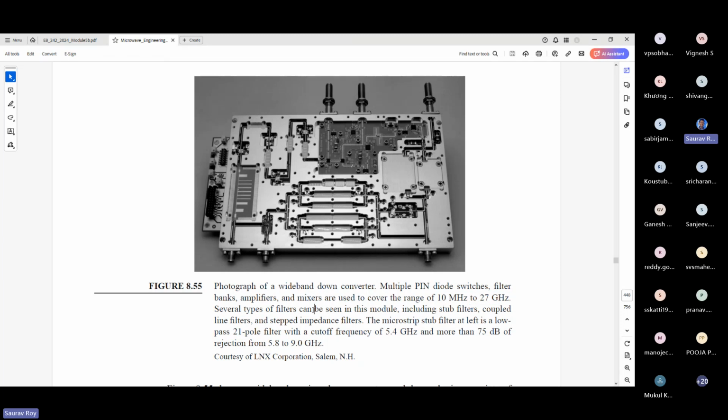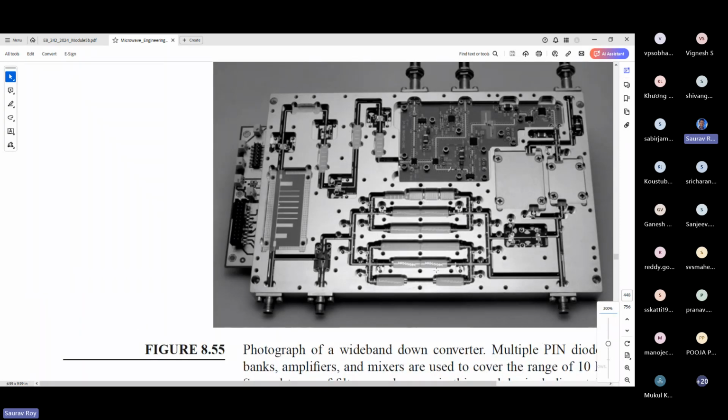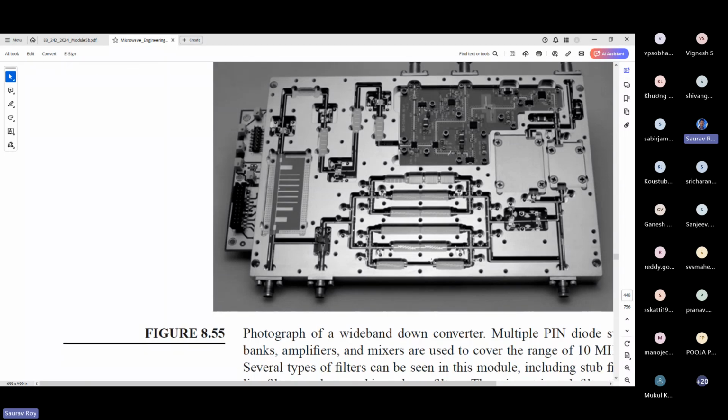They say this can be seen in the module, including the stop filter we saw, coupled line filters and stepped impedance filters. All the things have been used here. And the microstrip stub filter you see here. A lot of parallel stubs have been used. This is the left side picture. And in this section you see there are a lot of coupled line filters and stepped impedance filters. This is how it actually looks. In between you see there are a lot of lines connected in cascade. Those are our filters.